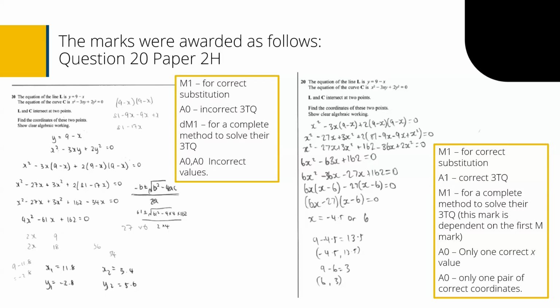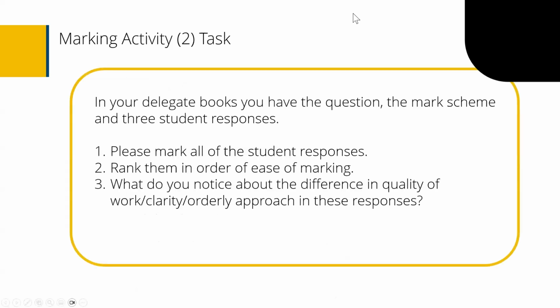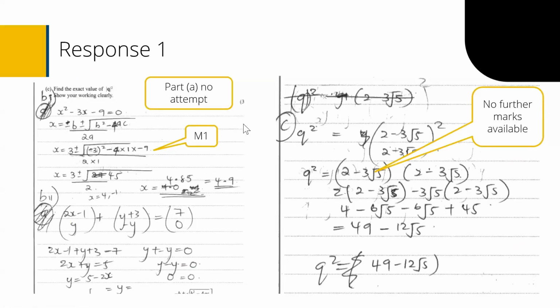So again, welcome back. Let's just go through this activity here and see if you agree with this. So the responses you have here. There's the first one there. As you can see, for this response, part A, no attempt. So they went straight to B and they get 1 method mark for what you can see there.